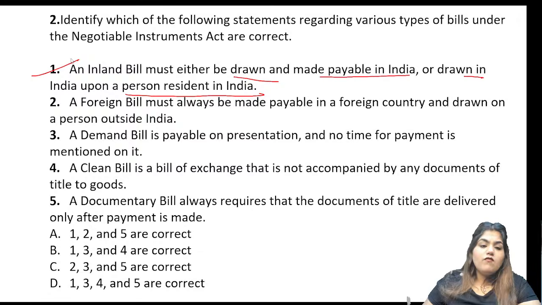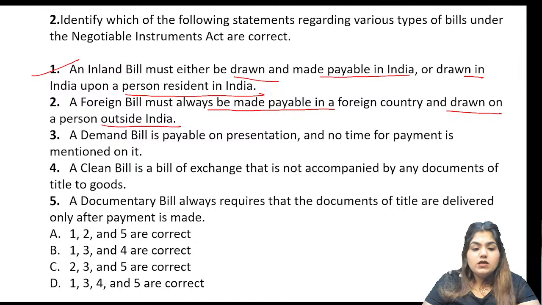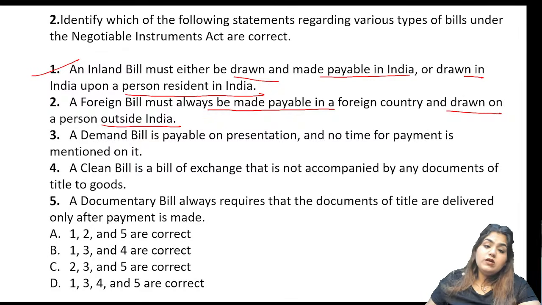Statement number 2. A foreign bill must always be payable in a foreign country and drawn on a person outside India. Statement number 1 is correct. Statement number 2 is not correct. Foreign bill can be payable in India. It is a bill which is drawn outside India. Statement number 2 is incorrect.